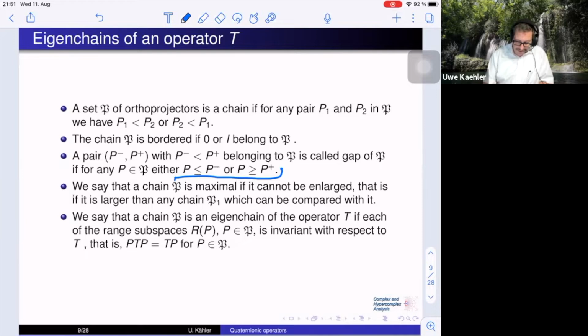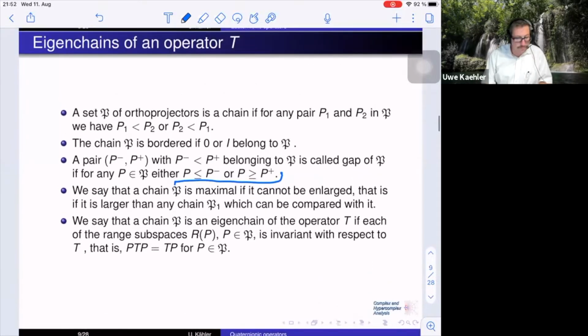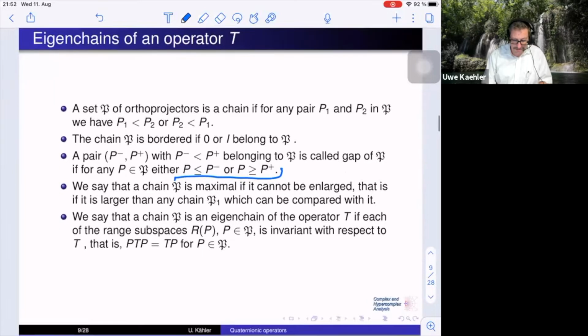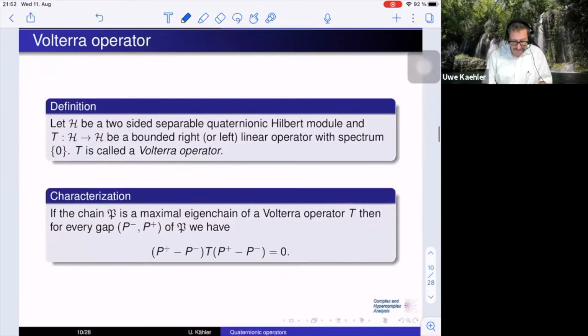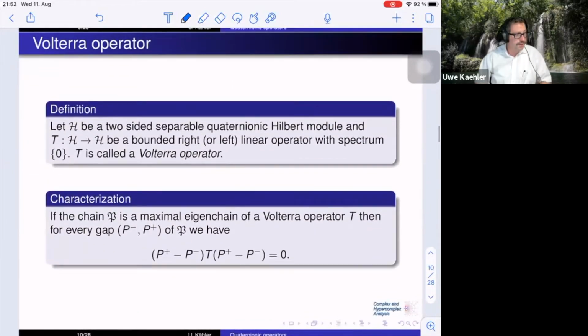In particular, we say that the chain is an eigenchain of the operator if all the ranges of the spaces are invariant, so basically invariant subspaces. Think of it as eigenspaces of the operator. One of the things we need is the change to nilpotent operators, and those are, if you are familiar with the work of Livsic, Brodskii, and the Russian school of Gohberg and Krein, Volterra operators.